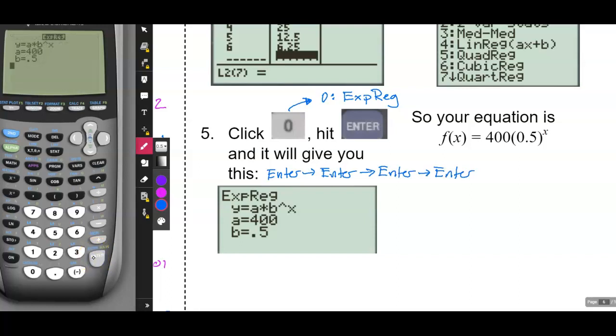And it should give you this. Y equals A times B raised to the power of X, where A is 400 and B is 0.5. So all you have to do from here is substitute those values into the first equation. Instead of writing A, you're going to write 400. Instead of writing B, you're going to write 0.5. And this is the equation you would write down when it asks for the exponential equation. This is the final answer.